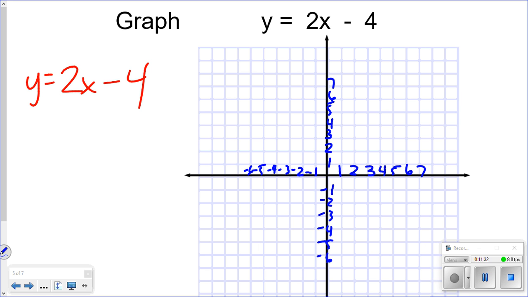What's my slope in this one? What's that number with the x? It's the number 2 with the x. So my slope is 2 over 1. What's my y-intercept this time? Anybody know? Yep, -4.